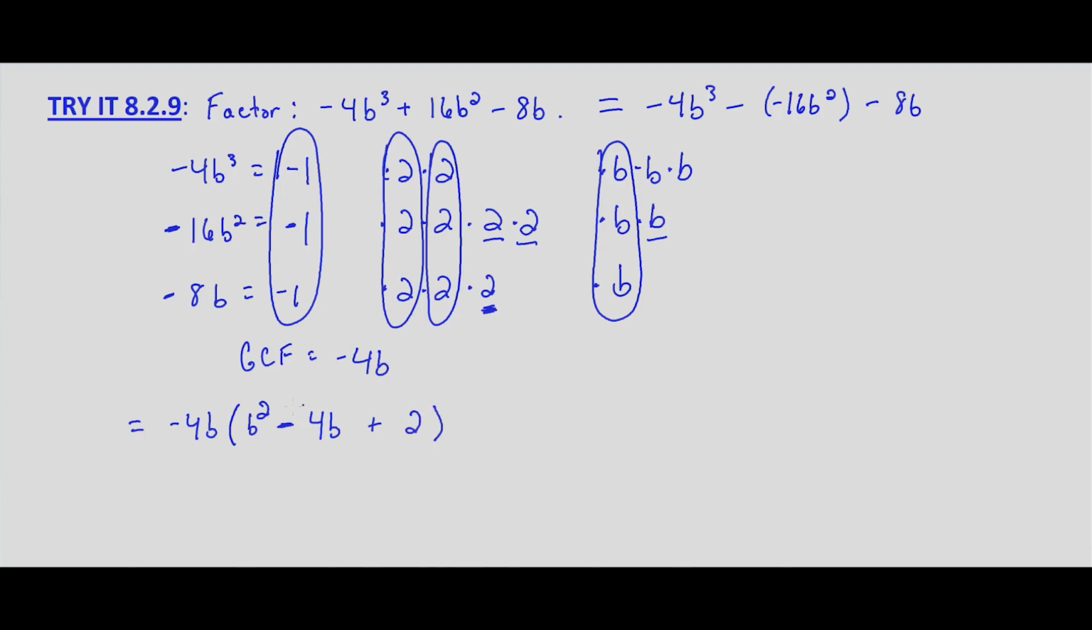And then we do need to verify, just to make sure that this trinomial won't factor. We have a 2 and a negative 4. There's nothing that multiplies to 2 that will add to a negative 4 as far as integers are concerned. So this would be our solution. Negative 4b times b squared minus 4b plus 2.